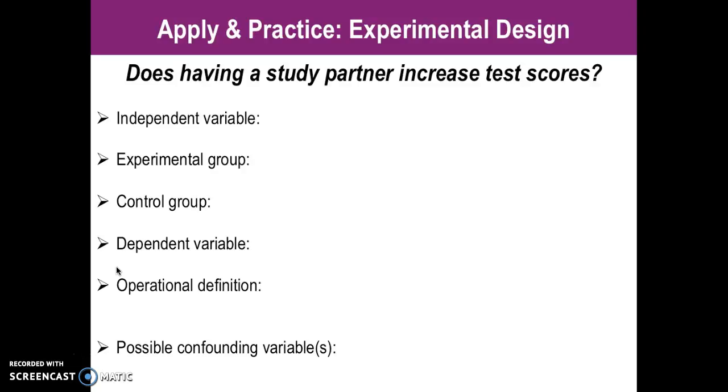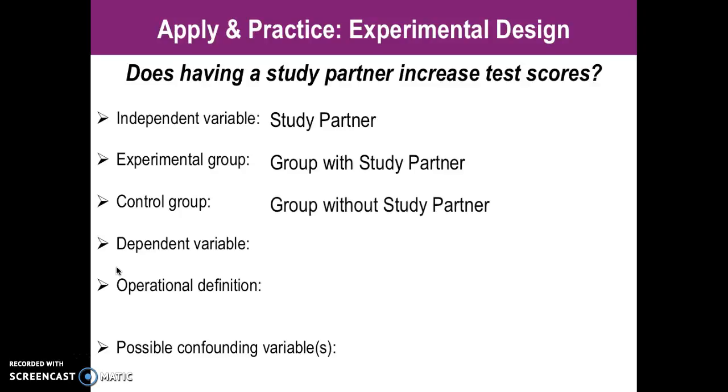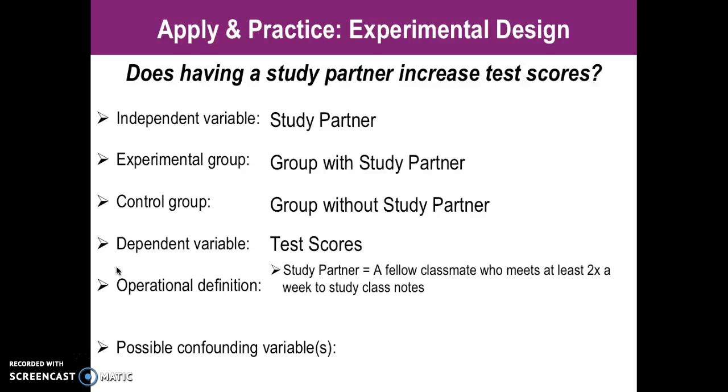So here's an example of the apply and practice, what I want you to do. Does having a study partner increase your test scores? The independent variable is the study partner. The experimental group is the group with the study partner. My control group is the group without the study partner. The dependent variable is increased test scores, so test scores. My operational definition is the study partner, a fellow classmate who meets at least 2 times a week to study your class notes. Also, I wanted to define what an increase in test scores means: an increase of at least 10% on your previous test score.